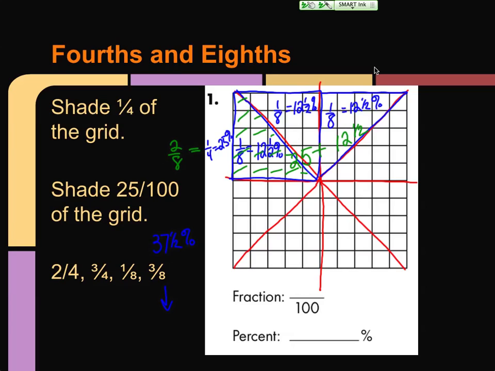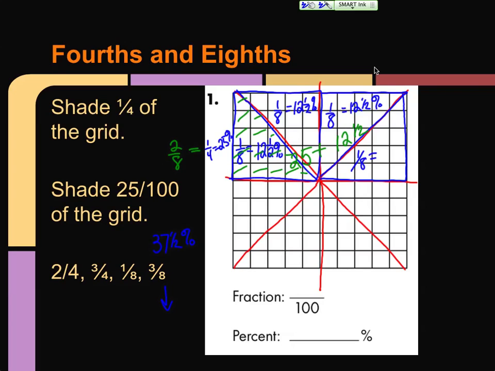Now this is the cool part. We found 1/8, we found 2/8, we found 3/8. What's next? 4/8. We gotta find 4/8. So I'm going to shade another one of my eighths. That's a half. An eighth is equal to how much?